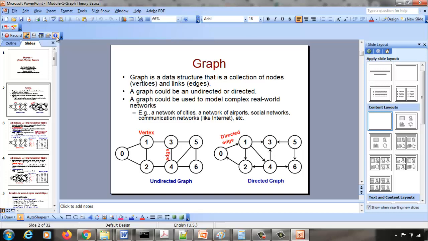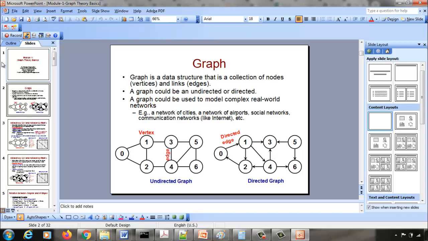Now, a graph could be directed or undirected. So typically we'll deal with undirected graphs, but a social network, depending on what it captures, could be either an undirected or a directed graph. For example, Facebook is an undirected graph in the sense that if I know you, you know me, right? Whereas Twitter is a directed graph, because if I follow a person, that person need not follow me.